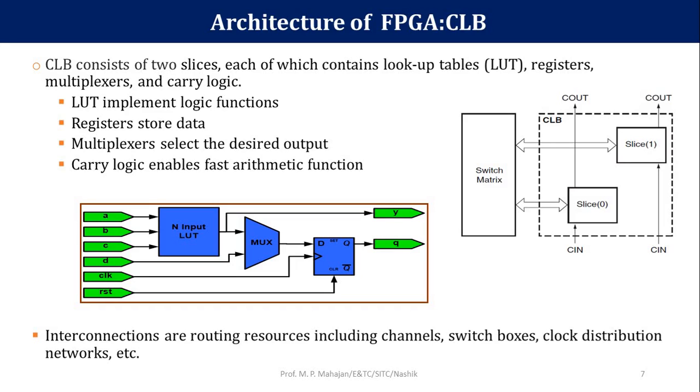Here on the right hand side you can see the diagram where the basic CLB is given. The CLB consists of slices. Two slices are provided here, slice 0 and slice 1. An internal structure of the slice is given on the left hand side, in the second figure, where the inputs are connected to the lookup tables. Lookup table outputs are given to the multiplexer. The multiplexer selects the desired output. Then it is given to the registers to store the data. And finally it is provided to the output. Here interconnections are the routing resources, which include the channels, switch box, and clock distribution network.